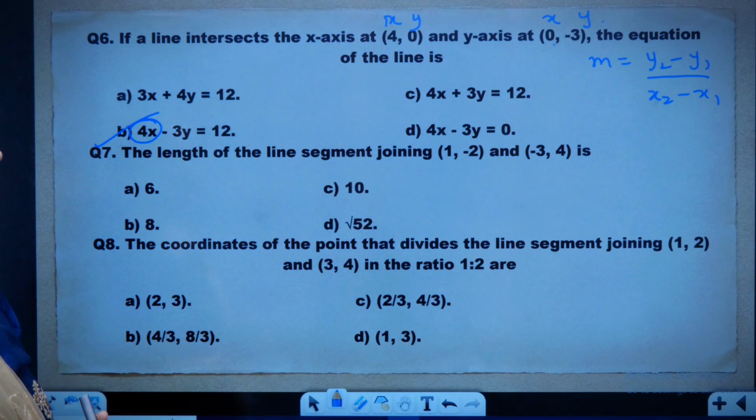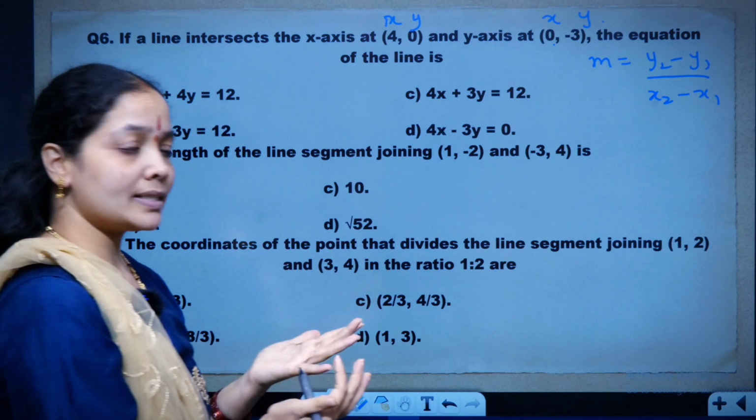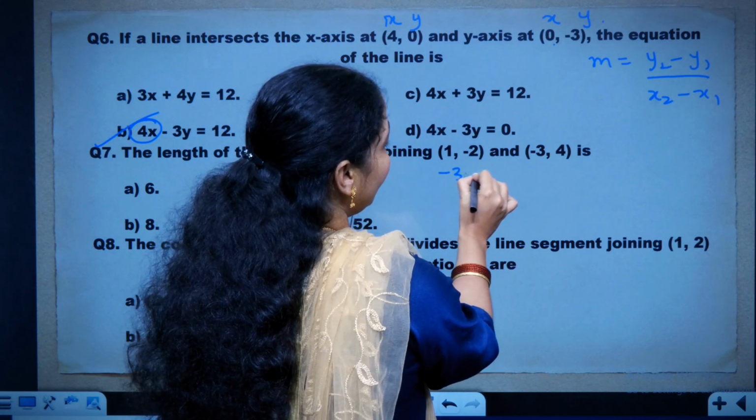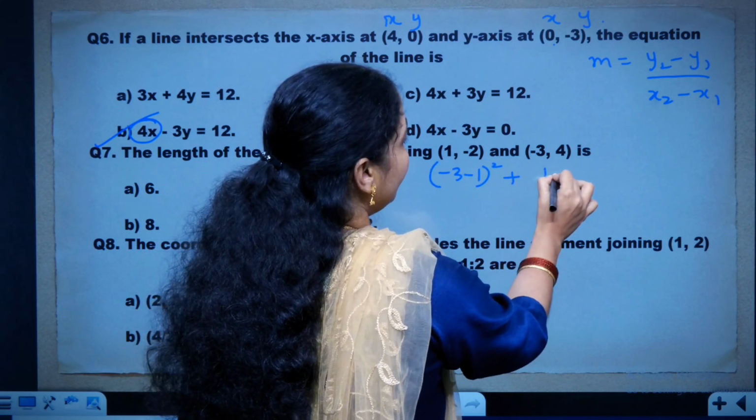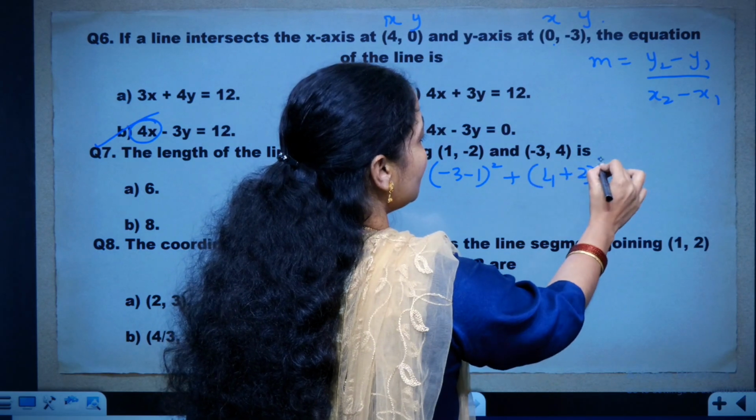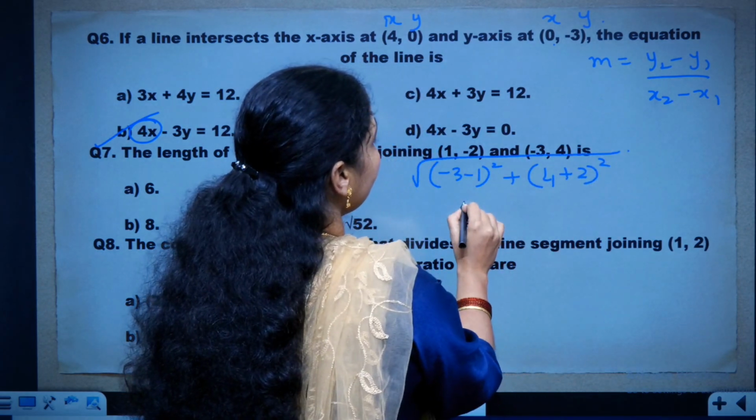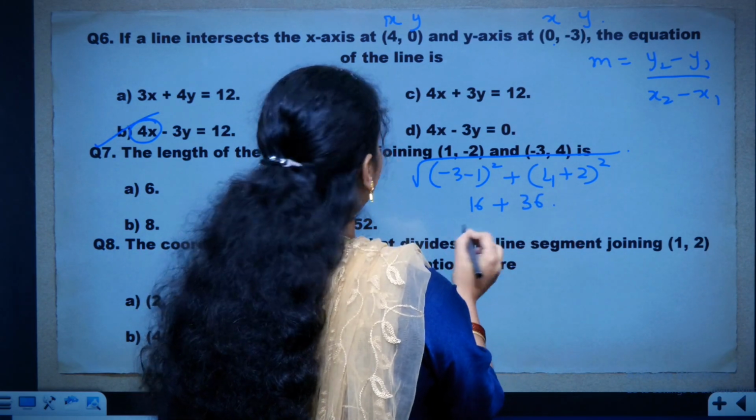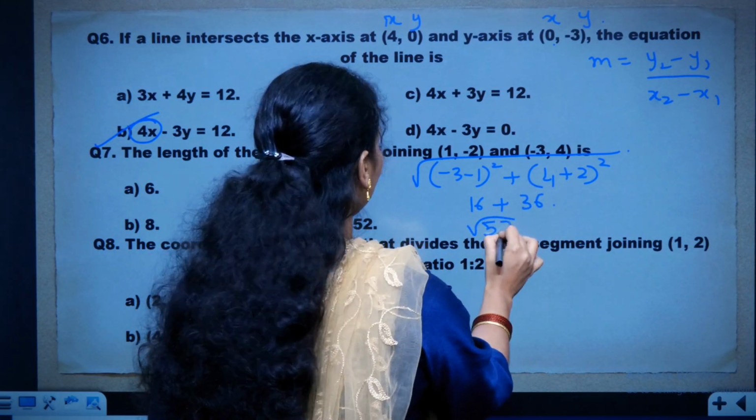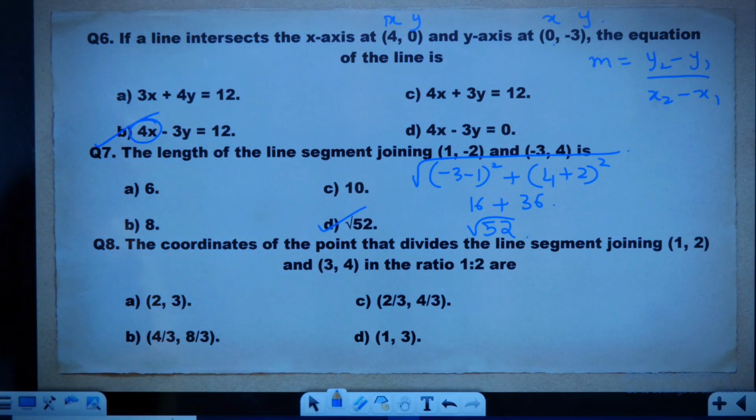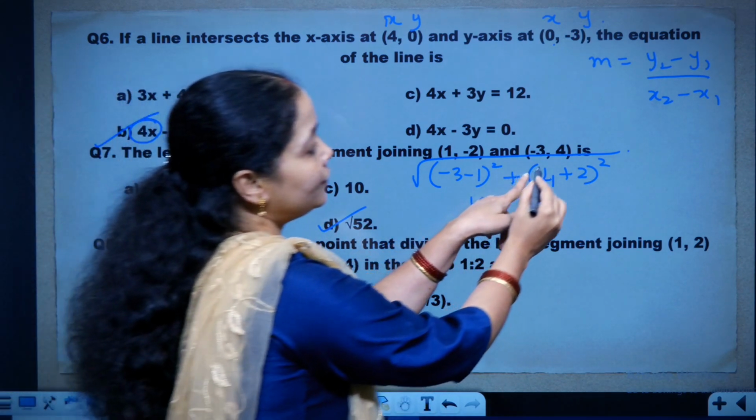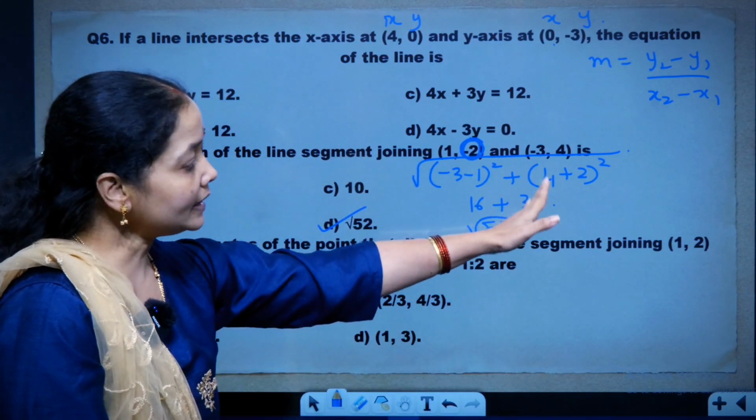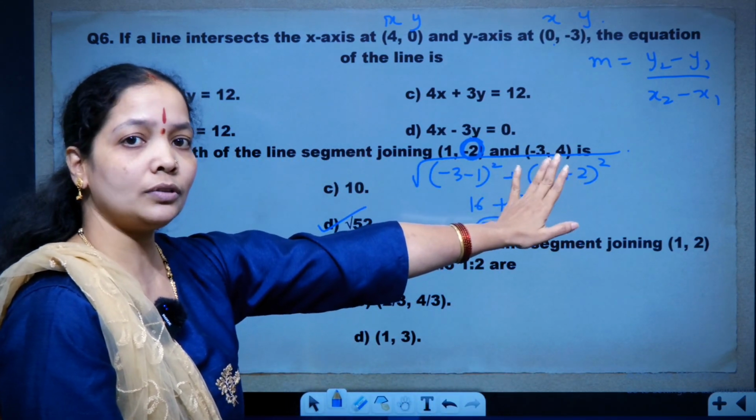In the seventh one, the length of the line segment joining... Length means distance again. Formula is (x2 minus x1) whole square. So it will be (minus 3 minus 1) whole square plus (4 minus of minus 2, which is plus 2) whole square under root. So this is giving me 4 square 16 plus 6 square 36. Hence this is giving me root of 52, that is option D. In this I have to focus on taking 4 plus 2 because y1 is negative 2. This will turn 4 not subtracted with 2, added with 2.